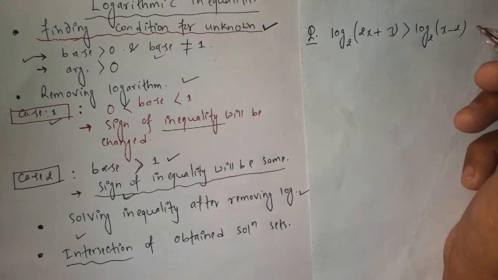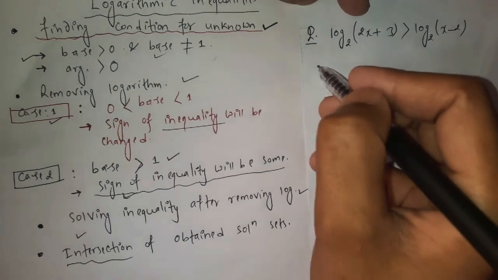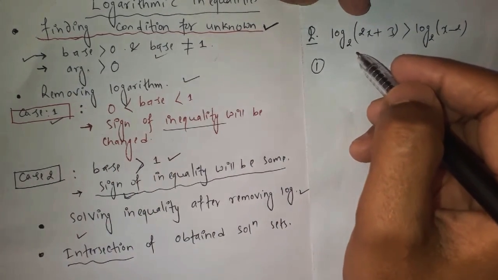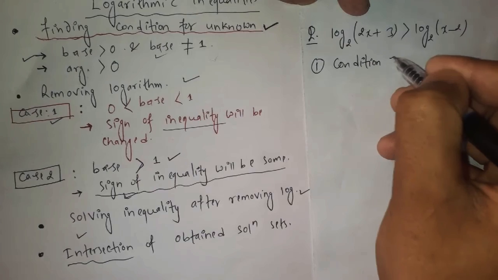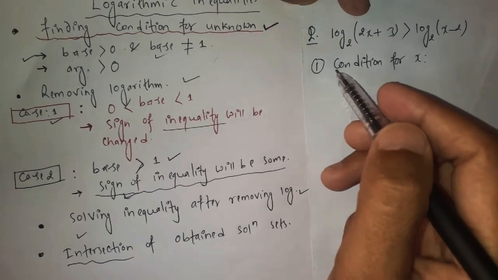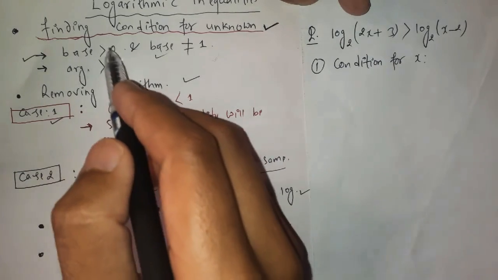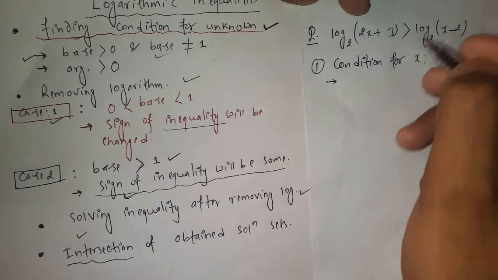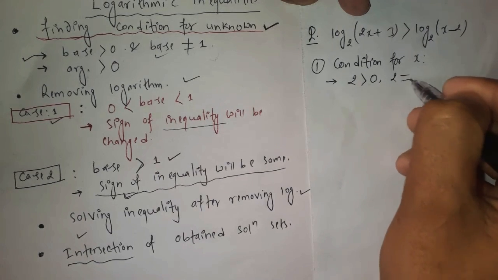The very first step for solving the inequality is finding the condition for the unknown, here x. For calculating the conditions for the unknown, we can use two criteria. The first criterion is that the base, which is 2 on both logarithms, should be a positive number and should not be equal to 1.